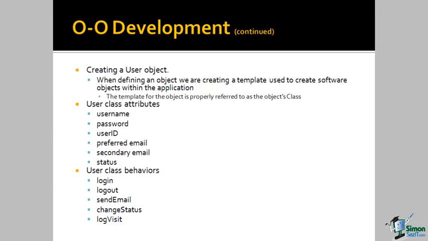So some of the attributes that I'd suggest for our user class are the username and password, maybe a user ID, an email, maybe a secondary email, and the status of the user, whether they're an active user or inactive user. Some of the behaviors that might be appropriate for a user object is to log in, to log out, to send an email to the user, to change the user's status, or to log a user's visit to our application. An object definition is subjective. There is no right or wrong.